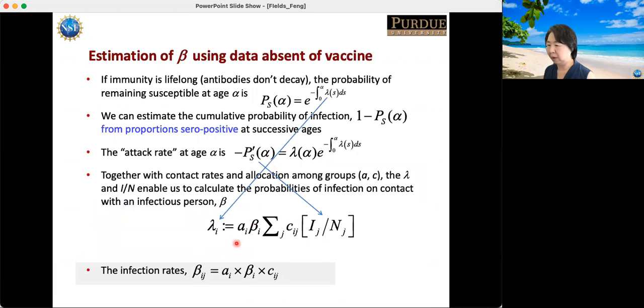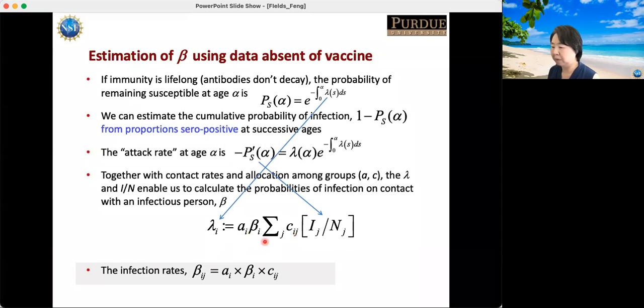Here's another example using serology in a simpler case without immunization, just natural infection. Again, you have this connection between the probability of surviving infection and the force of infection, right? And 1 minus PS will be the proportion of people that have antibodies. And then you can differentiate this one to get the attack rate, the rate at which people get infected. And then using this relation between the force of infection and the probability of transmission per contact, where A is the contact rate and Cij is the mixing, you can estimate beta.